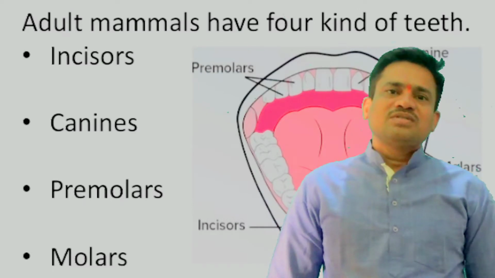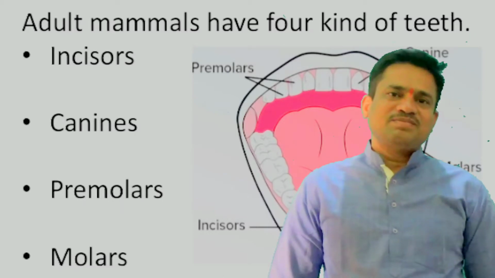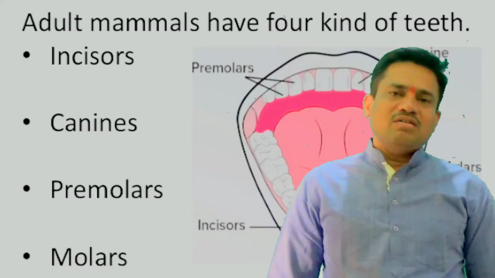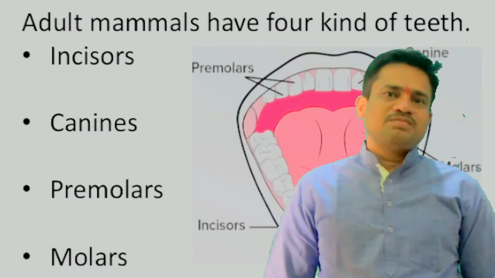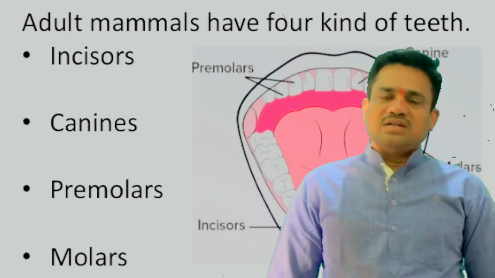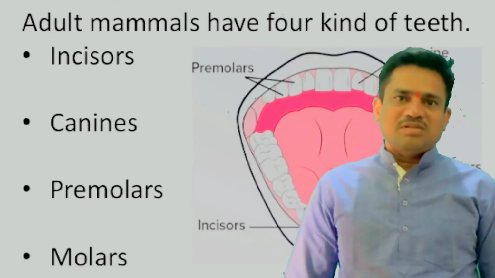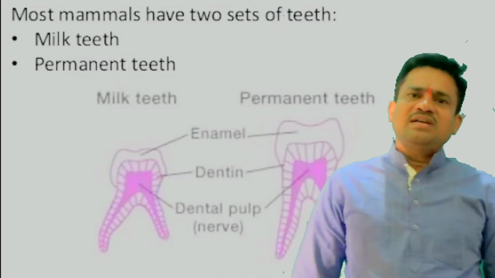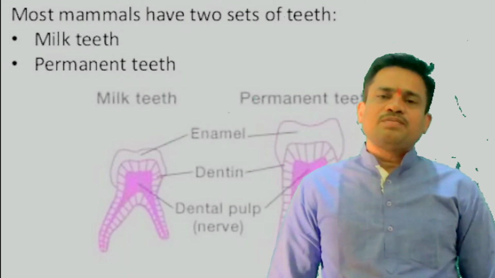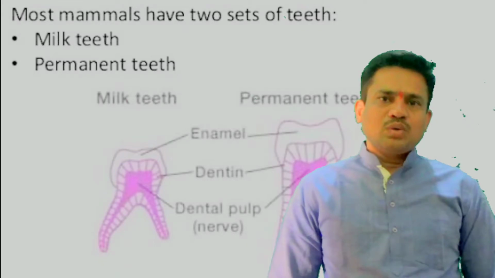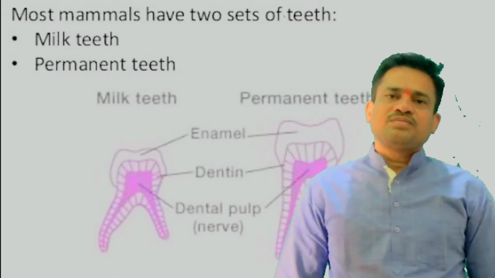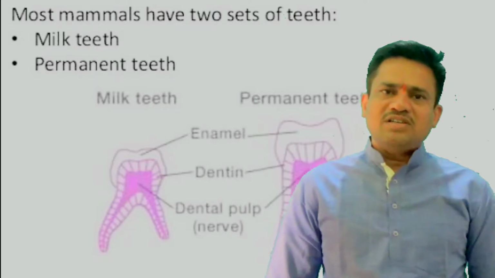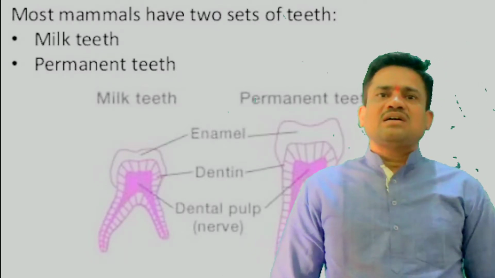So now we are discussing teeth in mammals. Mammals means organisms which give milk to their offspring. For example, human beings. You know very well other mammals like cow and buffalo. Generally, a tooth has three parts in structure: root, neck and crown. The root is always present in the gums.